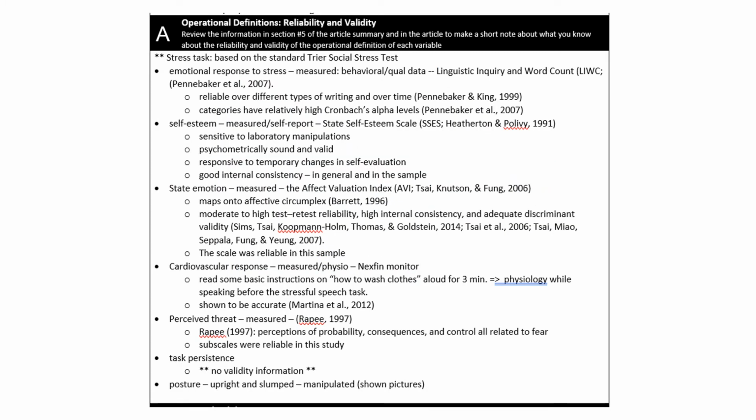Okay, so this is what I have so far. But what about the posture manipulation? Did they really change how participants were sitting? Did they do something besides look at participants to see if the ones in the upright group were sitting differently than the slumped group? How did they know the participants in the upright group were actually upright the whole time and the ones in the slumped group stayed slumped?